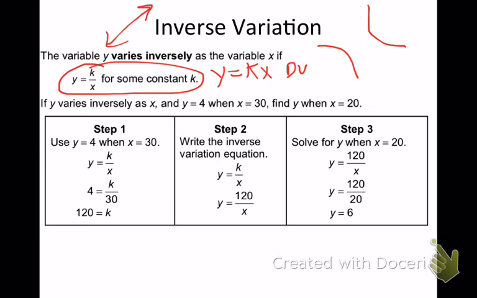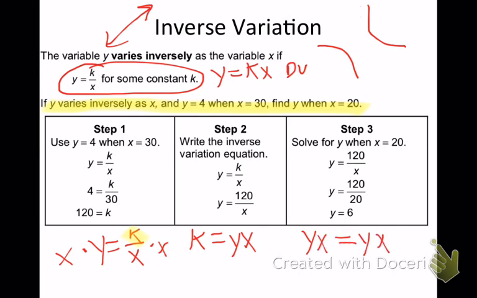If y varies inversely as x, and y equals 4 when x equals 30, find y when x equals 20. Well, let's think about it this way. If I give you y equals k over x, and I were to tell you to solve for k, what are you going to do on both sides to get k alone? Multiply by x, right? So what we have here is k equals yx. Well, if I were to solve for these problems, instead of saying y over x equals y over x, which is what we did for direct variation, we're now going to say yx equals yx.